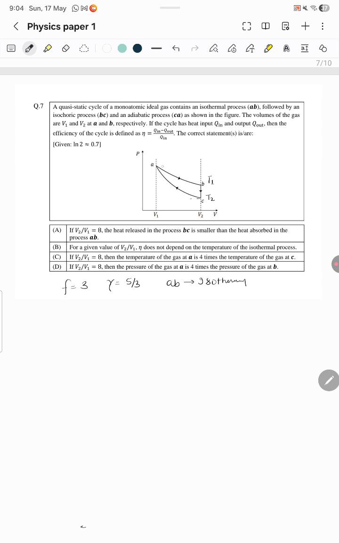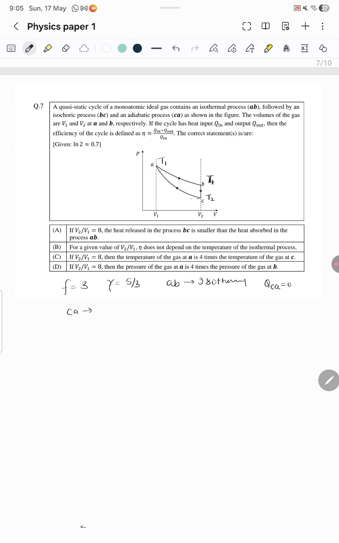means the temperature at A is T1, then the temperature of B will also be T1, and process BC is isochoric, means here the temperature will change, okay? And again process CA is adiabatic, so we can say QCA is actually 0. They want the efficiency actually. So first thing that we need to do, we need to discuss process CA.